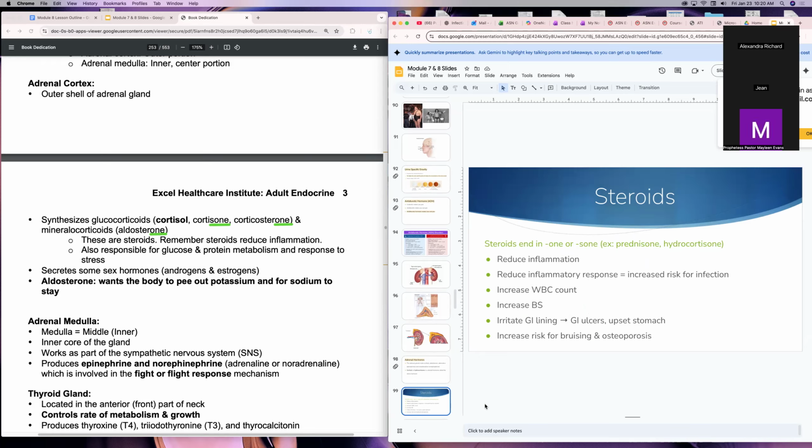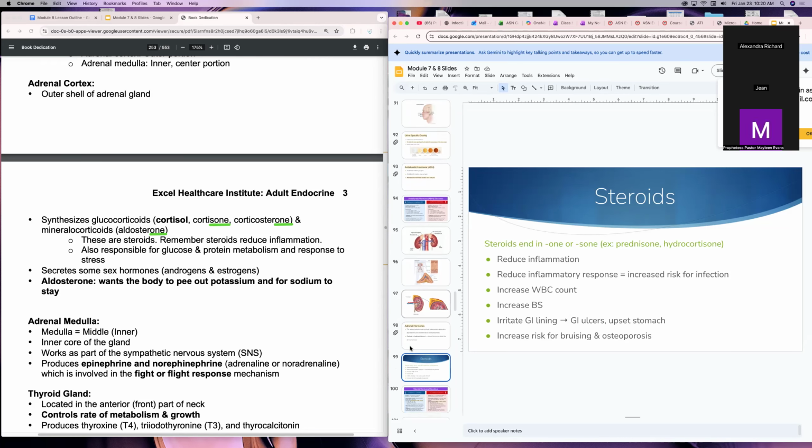Because steroids reduce inflammation, they increase the risk for infection. They also increase white blood cell count. Steroids increase blood sugar. Steroids irritate the stomach lining, so they can lead to stomach ulcers and upset stomach. Also, steroids increase the risk for bruising and osteoporosis. So please, please, please memorize that. Okay, very important for you to know.